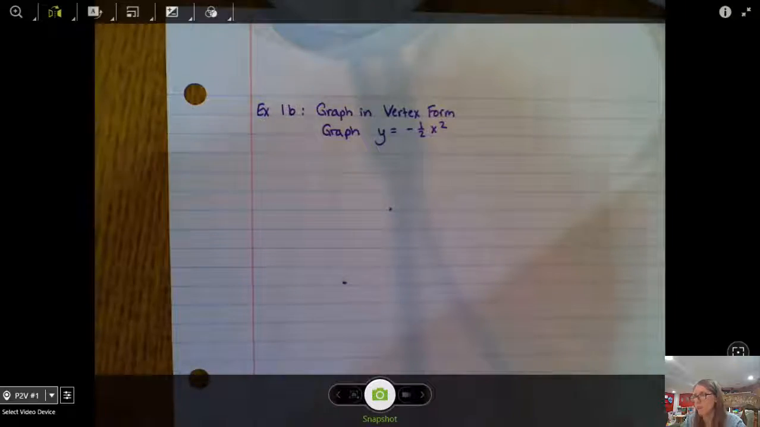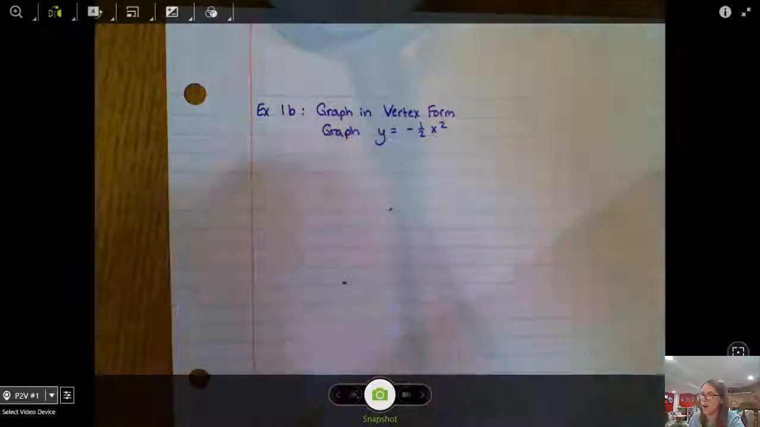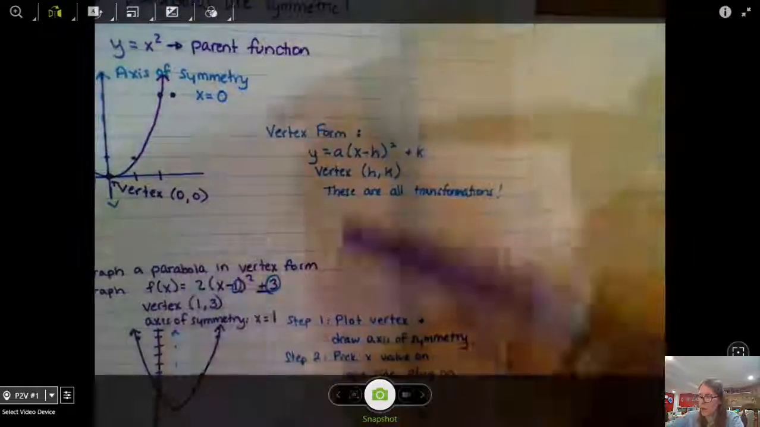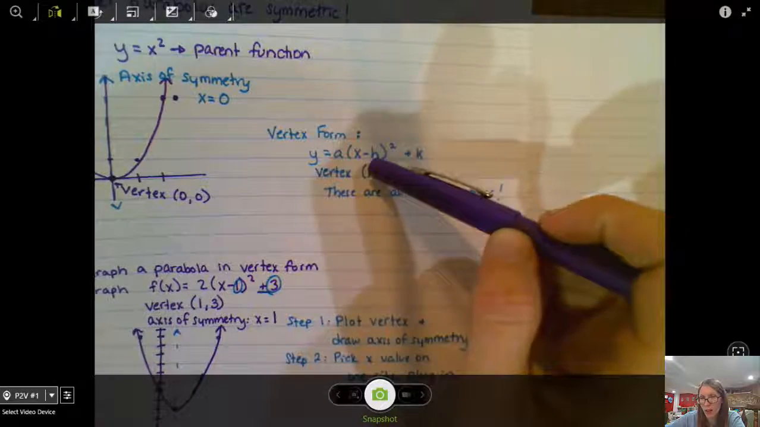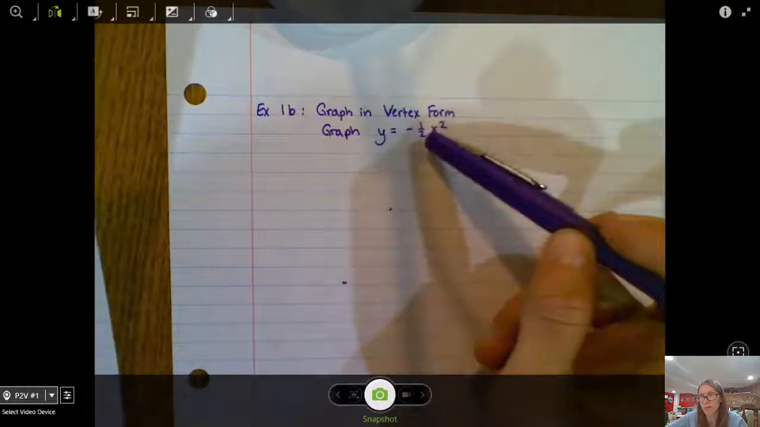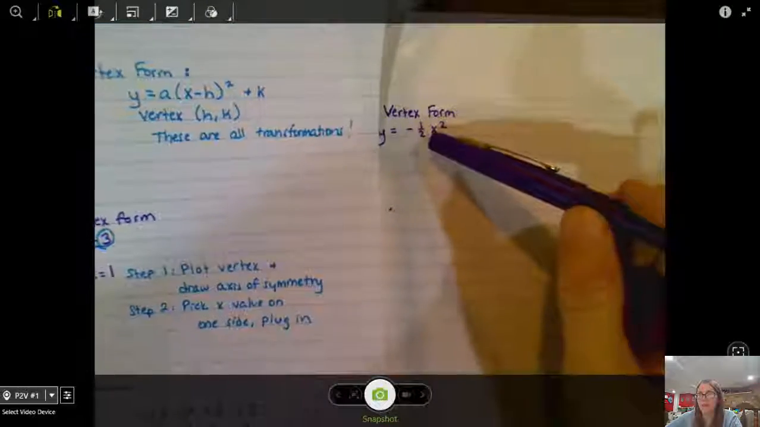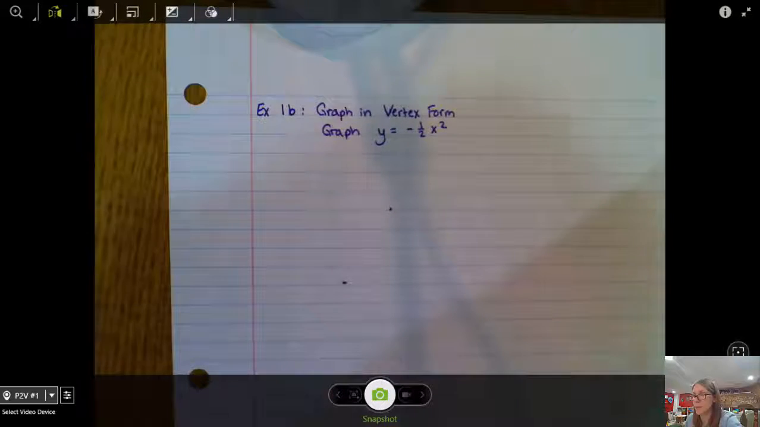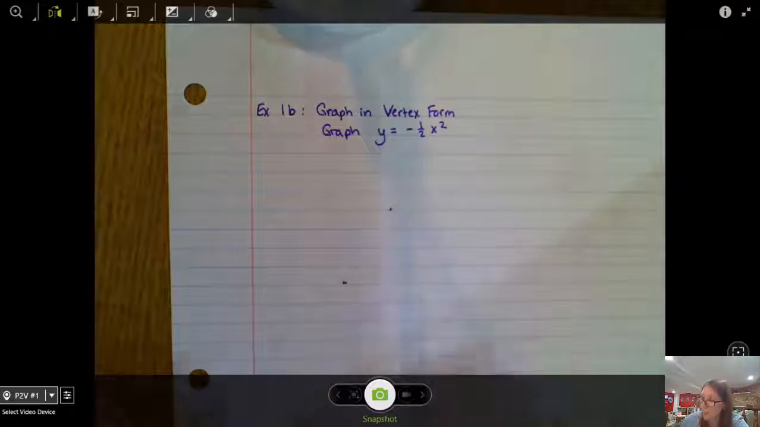form, but if you look back to our vertex form, if we just have x squared, our h value is really 0. But we can use the same process because it really is vertex form, it just looks a little different. We can use our same process to graph.